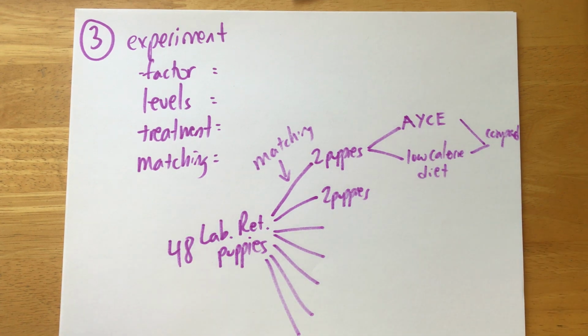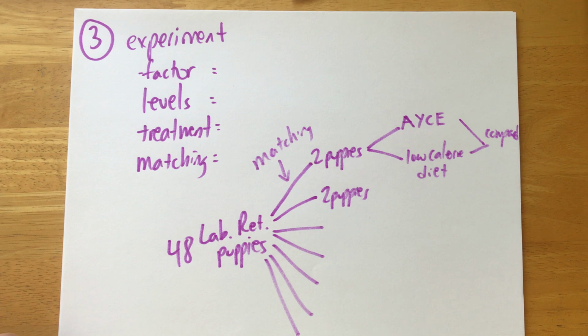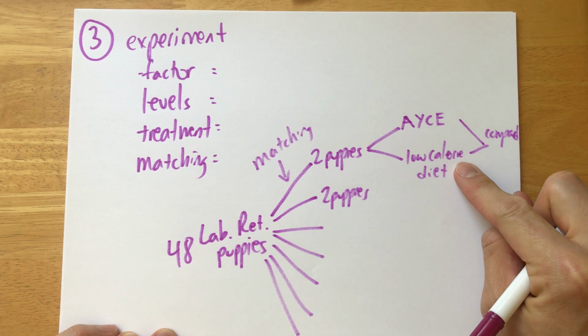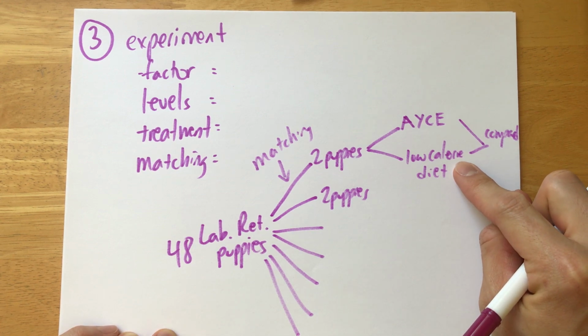And then from there, they compared, I think it said after how long? Oh, I guess until they died. So it lasted a long time. And they found that the low-calorie diet dogs were, on average, living about 22 more months. That's a little less than 2 years.